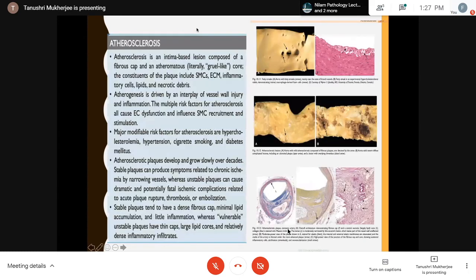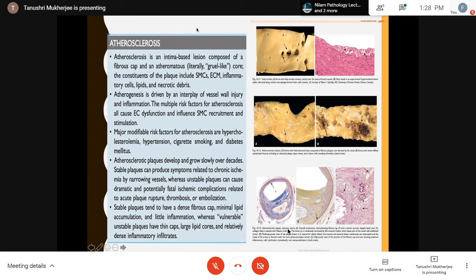So with this background, when we discuss atherosclerosis, it is an intima-based lesion composed of a fibrous cap and an atheromatous gruel-like core. The constituents of the plaque include smooth muscle cells, extracellular matrix, inflammatory cells, lipids, and necrotic debris. Atherogenesis is driven by an interplay of vessel wall injury and inflammation. The multiple risk factors all cause endothelial cell dysfunction and influence smooth muscle cell recruitment and stimulation. Major factors, the modifiable and non-modifiable risk factors, I will discuss later also.